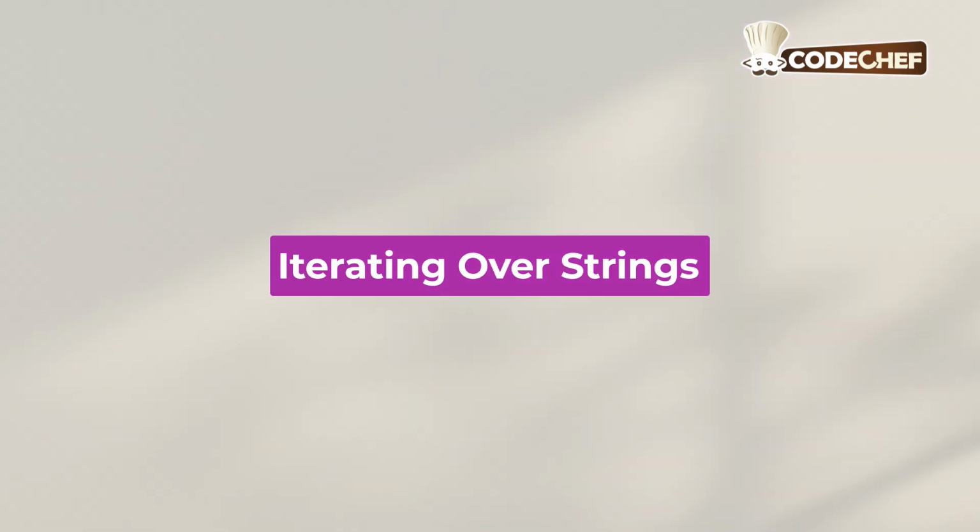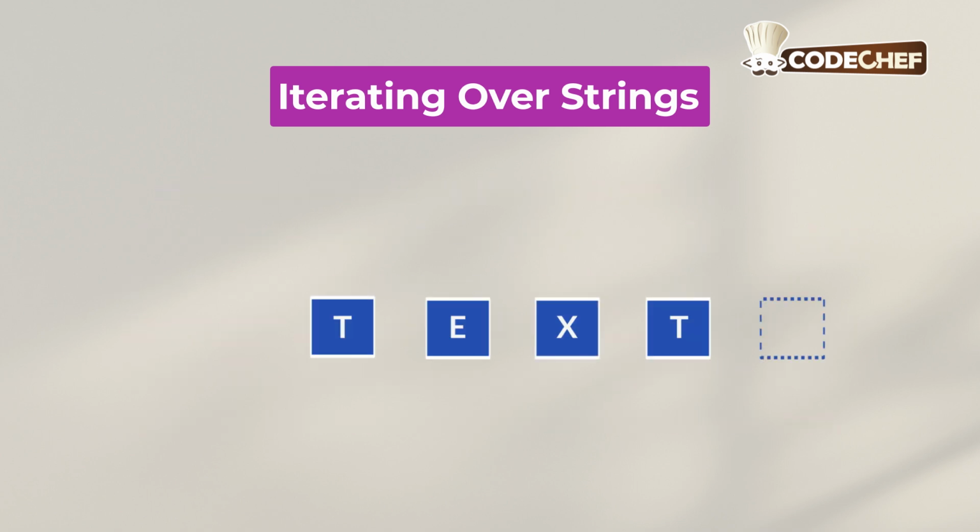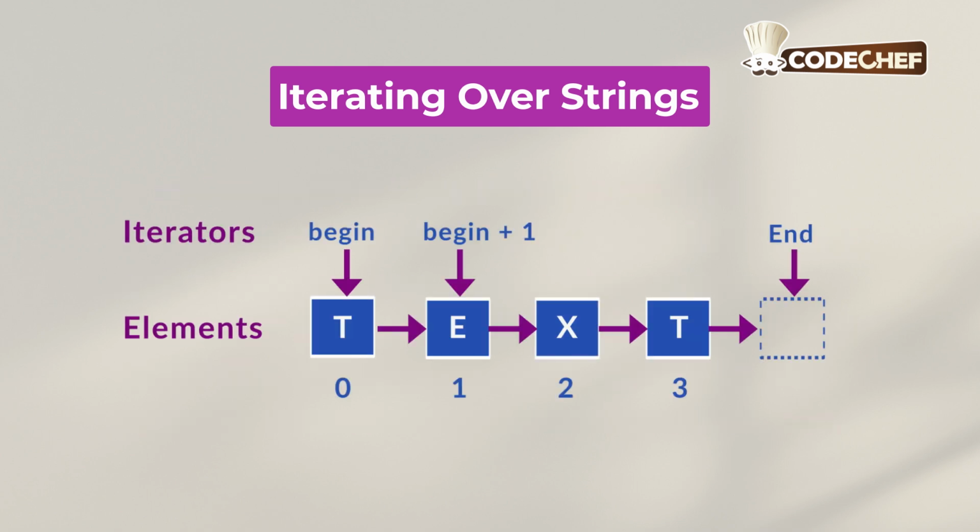Iterating over strings. A string in C++ is basically a sequence of characters stored one after another. Using a for loop, we can iterate through each character using its index. This is useful for tasks like counting vowels, checking for specific characters, converting cases, etc. A string is made up of characters, and using a for loop, we can run through each character one by one. Now let us go to the CodeChef platform and see an example of iterating over strings in C++.